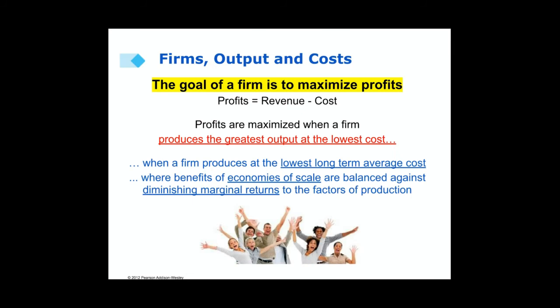In this video, we're going to consider the factors that firms must manage, the decisions that they have to make about output and cost. The goal of a firm is to maximize its profits, and they do this when they produce the greatest quantity at the lowest cost.